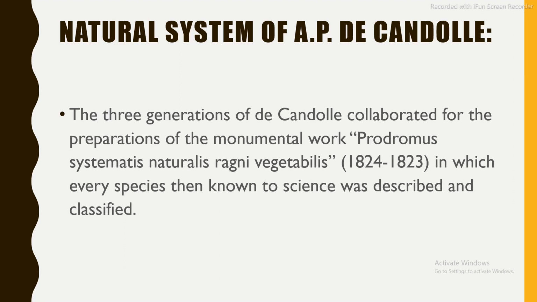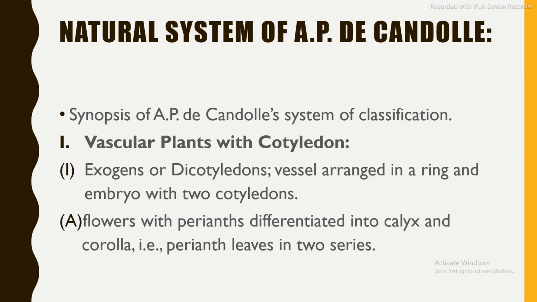Three generations of De Candolle collaborated on the preparation of the monumental work Prodromus Systematis Naturalis Regni Vegetabilis, 1824 to 1873, in which every species then known to science was described and classified.